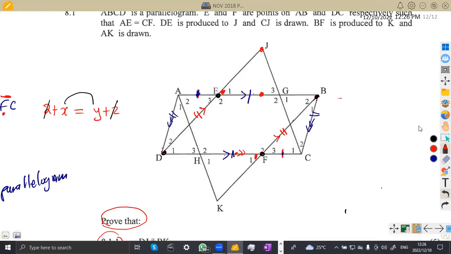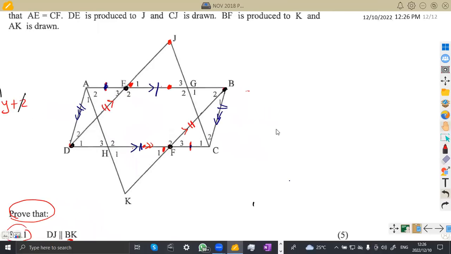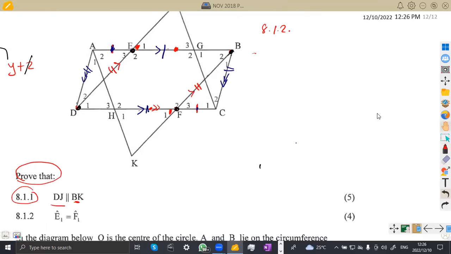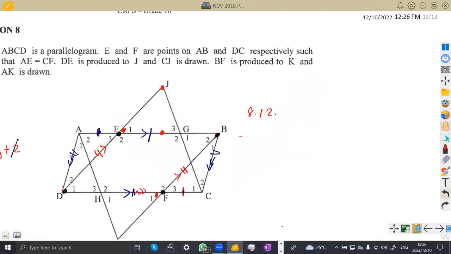Okay, let me just utilize this space because I want to get back near the diagram. So this is 8.12. We want to prove that angle E1 is equal to angle F1. So what do we have on angle E1 that makes it equal to F1? Let's focus on E1. You can start with F1, but as for me, I'm going to work with E1. Let's find any other angles that are equal to E1.